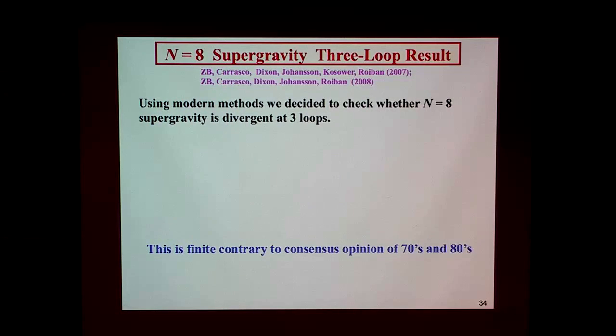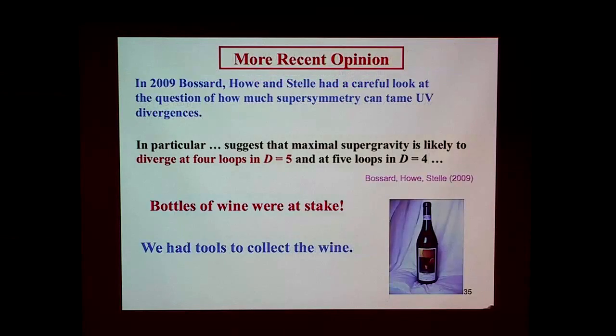Now, when you do a calculation like that, you probably know what's going to happen. People will say, oh, that's a great calculation you did, but you know you're going to have trouble at the next loop order. And indeed, that's what happened. In 2009, there was a paper by Bossard, Howe, and Stelle, and the abstract says, in particular, that whatever methods they used, something about ectoplasm, but never mind, suggests that maximal supergravity is likely to diverge at 4 loops in d equals 5 and at 5 loops in d equals 4. Basically, they're going to say you're going to have trouble.